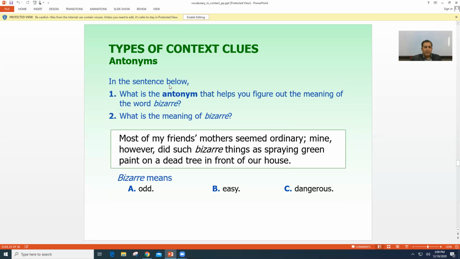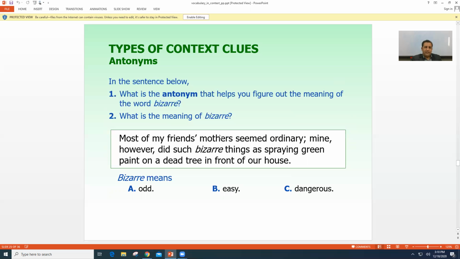Let's have one more example. Now in the sentence below, what is the antonym that helps you figure out the meaning of the word bizarre? So if you know the meaning of bizarre, now what's the meaning of bizarre? Let's read the sentence. Most of my friends' mothers seemed ordinary. Mine, however, did such bizarre things as spraying green paint on a dead tree in front of our house.